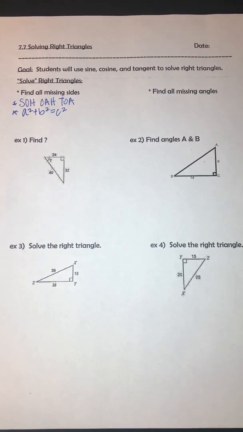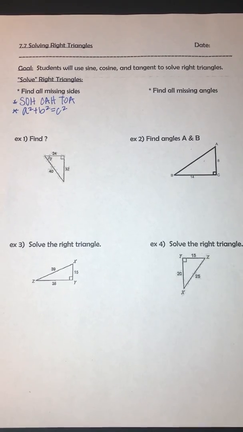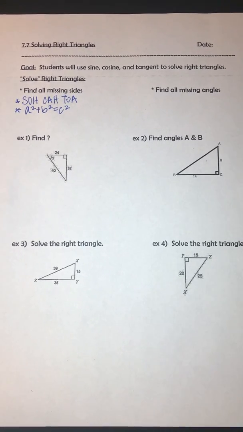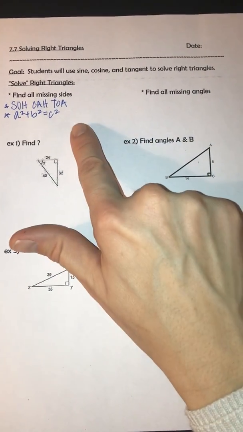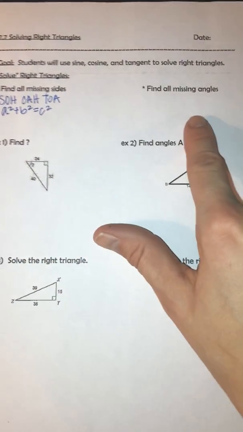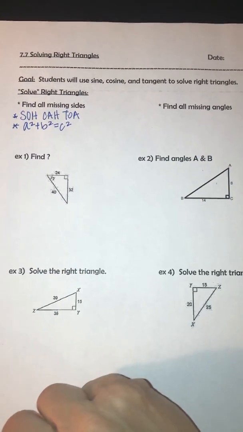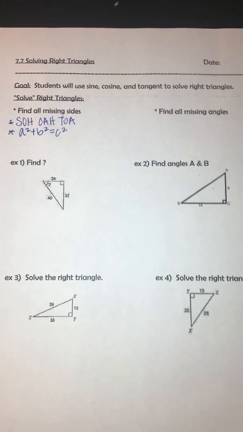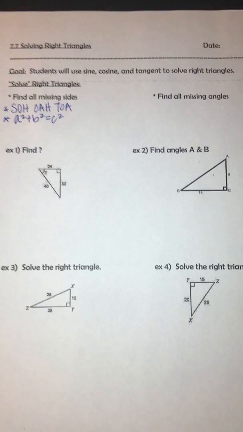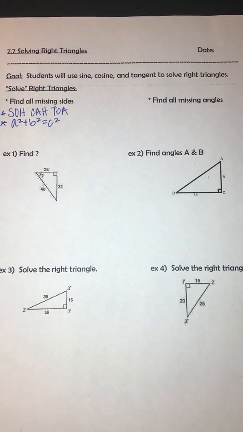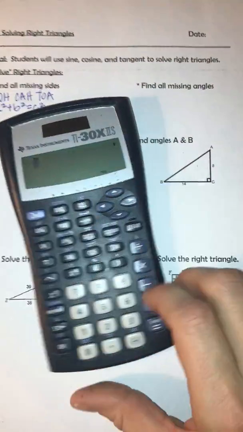So we are going to start notes here today on 7-7, and we're going to use sine, cosine, and tangent to solve right triangles. If you see here, it says solving right triangles means finding all missing sides and all missing angles. Now, we've known how to find the missing sides using SOHCAHTOA and the Pythagorean theorem. Today we're going to learn about solving for missing angles by using a button on our calculator.